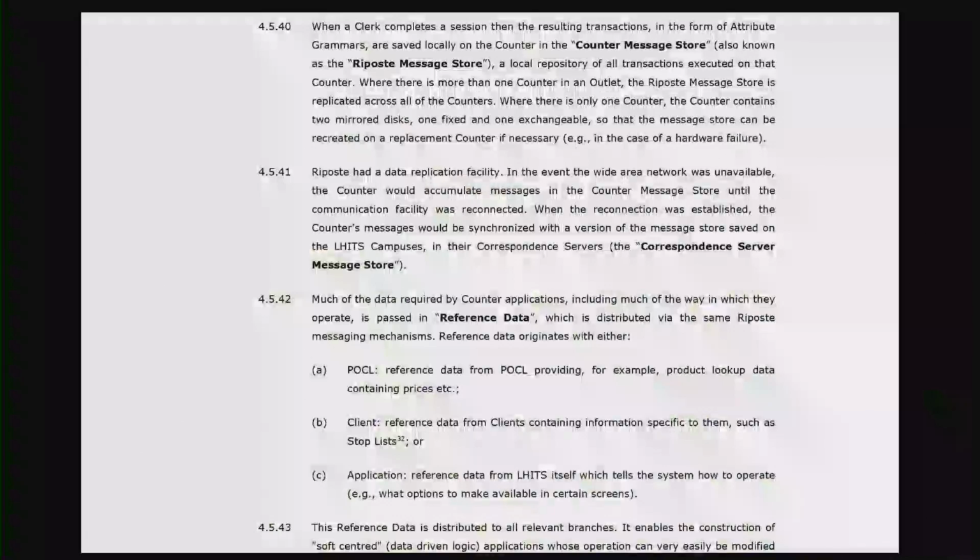You explain in subparagraph 41 the data replication facility that Riposte had. Can you explain that to us, please? So this is more aligned with the fact that the communication system might not be online at the time that the transactions or the messages are being stored.